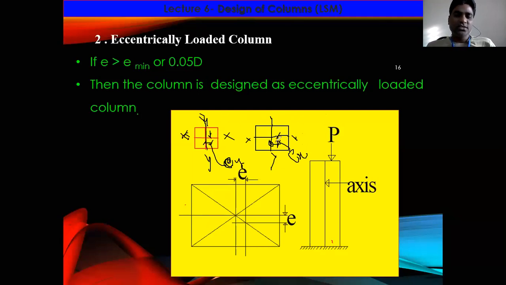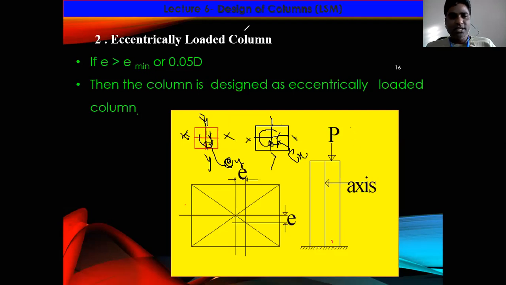So in these two cases, the eccentricity is uniaxial. That means the eccentricity is with respect to one axis only, right? Due to this, there is a movement along the y-axis, and due to this, the movement along the x-axis. So due to here, it will rotate, right?